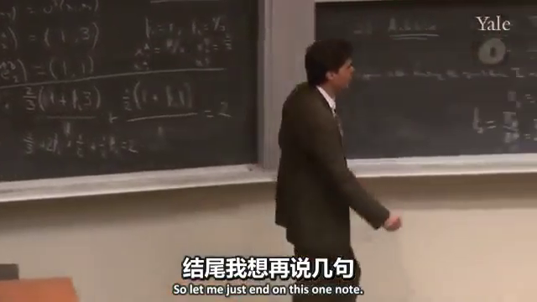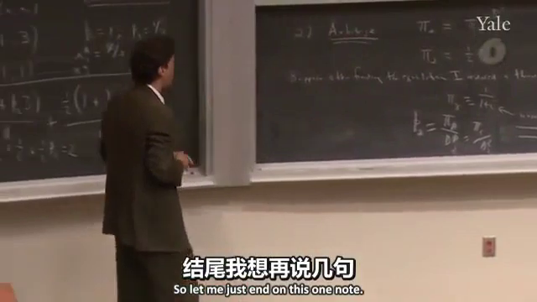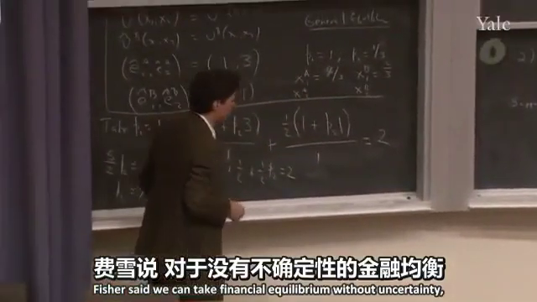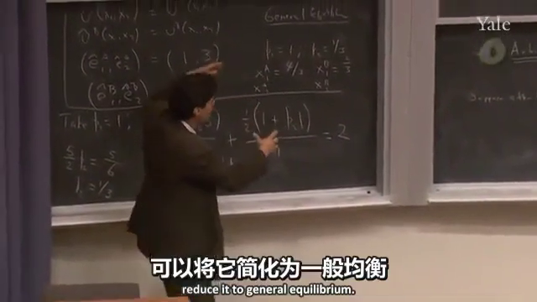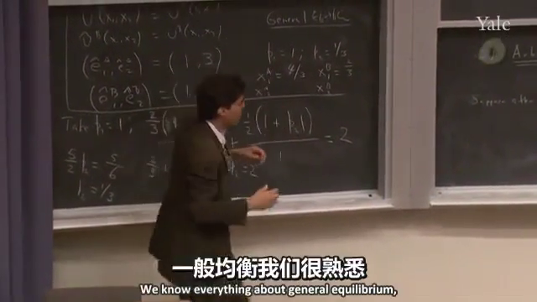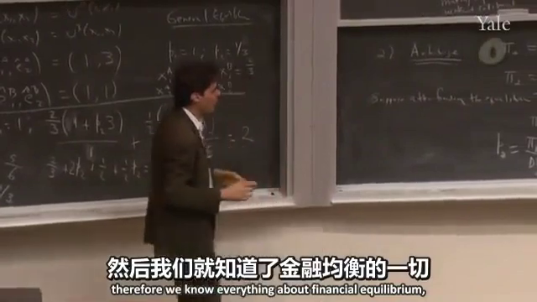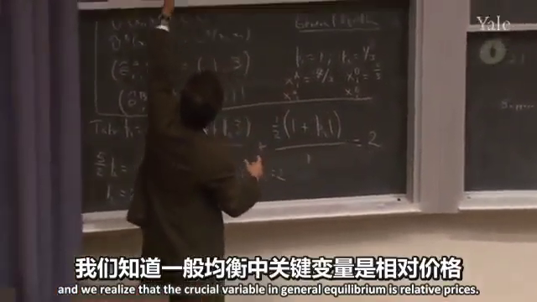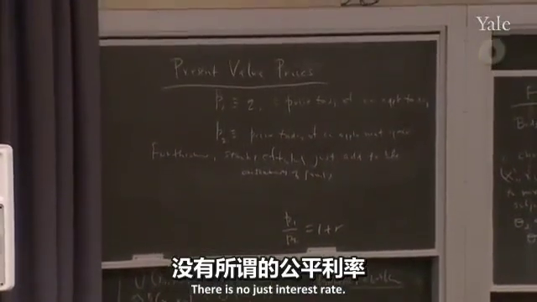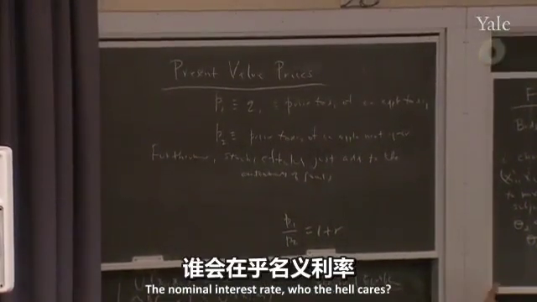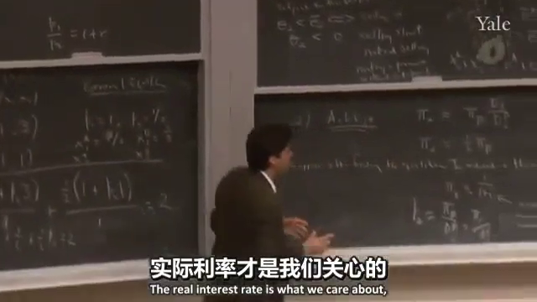Okay? So let me just end on this one note. Fisher said we can take financial equilibrium without uncertainty and reduce it to general equilibrium. We know everything about general equilibrium. Therefore, we know everything about financial equilibrium. And we realize that the crucial variable in general equilibrium is relative prices. There is no just interest rate. The nominal interest rate, who the hell cares? The real interest rate is what we care about.